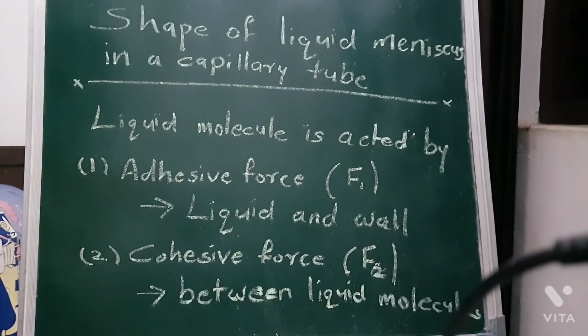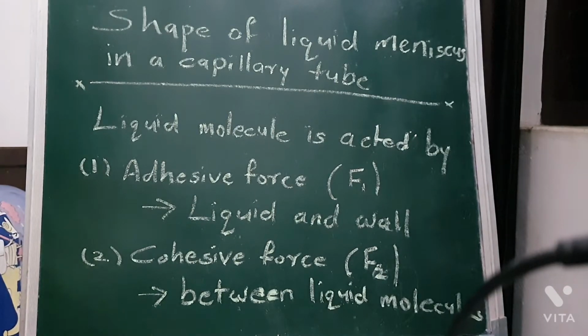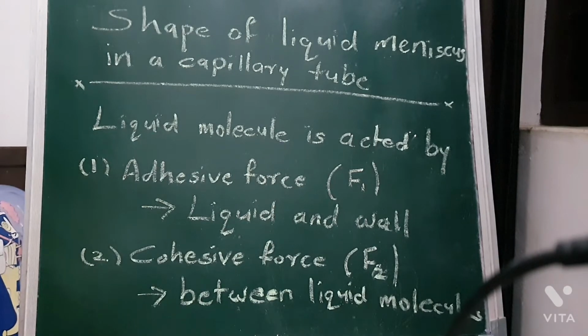Dear students, today in class we are going to see what will be the shape of a liquid meniscus in a capillary tube. For that, we take a capillary and dip it in a liquid. The liquid can be water or any other liquid. Then there will be a contact between the material of the capillary and the liquid. Because of this contact, it will form a meniscus. So we are going to look at what will be the shape of this liquid meniscus in a capillary tube.